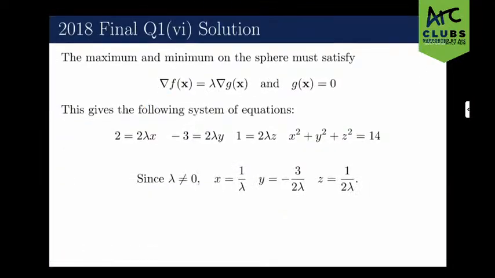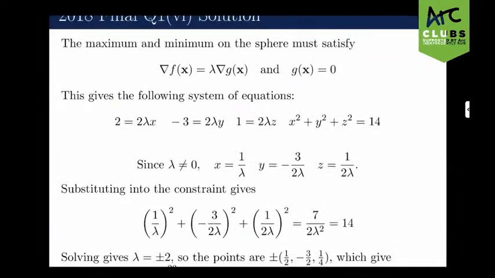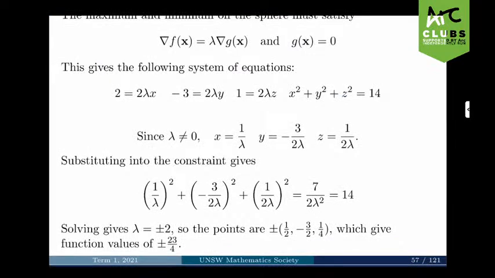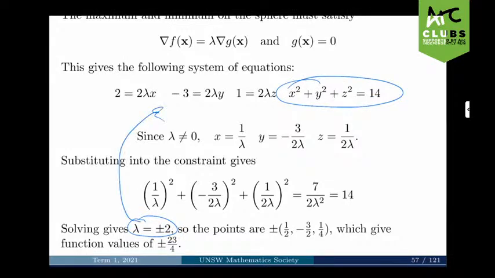Because lambda is not 0, I can divide everything by lambda, and we get all of these. Then I substitute all of these into the constraint, and I can solve for lambda equals plus or minus 2. Substituting back into here, I can get the coordinates of x, y, and z. It turns out that we get 2 points, which are plus or minus of each other. So these are the 2 points that satisfy the condition.